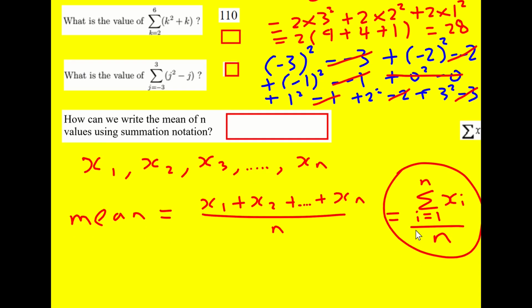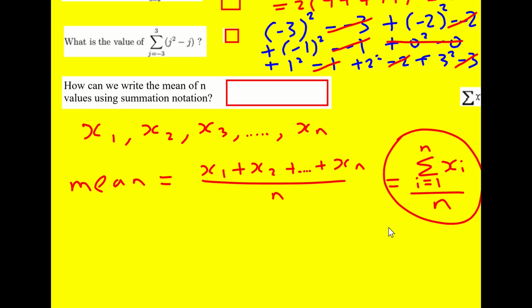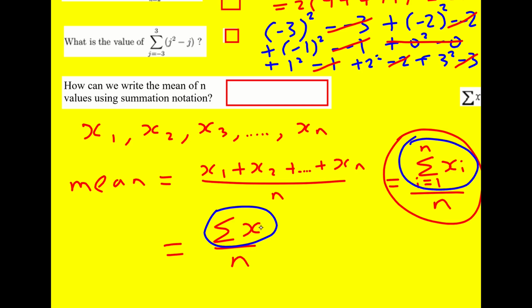Sometimes, in statistics, it's simplified even further to the following. We just write sigma x over n, and it is implicit that capital sigma x is exactly the same as this thing here. I just don't worry about writing the index and what I'm going up to. It's implied that I'm adding up my n values. So you will see this, and you will also see it given a symbol, x bar, we call this.